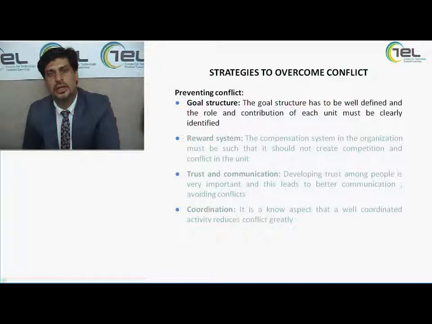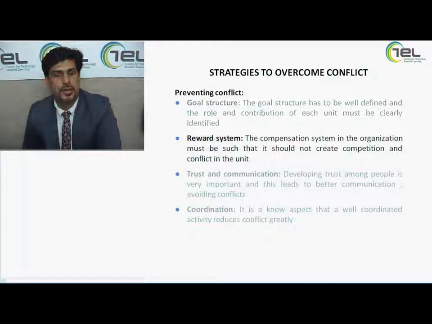The first thing organizations can do to prevent conflicts is goal structure, which means the role and contribution of each unit and individual has to be well defined so that they do not overlap or come in conflict with each other. If the goal structure is clear, chances of conflicts are dramatically reduced.